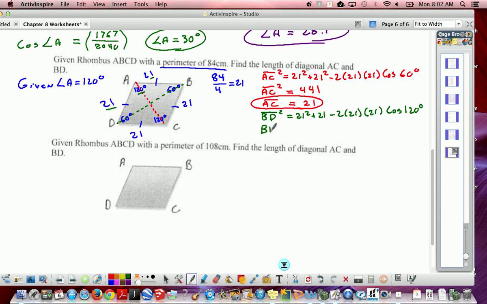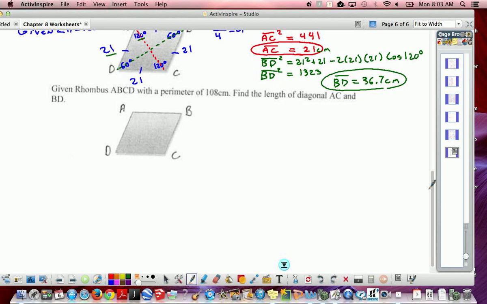So BD squared is going to roughly equal 1323. And then what we need to do is take the square root of that. So BD ends up equaling 36.9, and I apologize, I didn't put centimeters on that. And this one should have had centimeters. And now that I realize it, no, all the other ones were degrees, never mind.